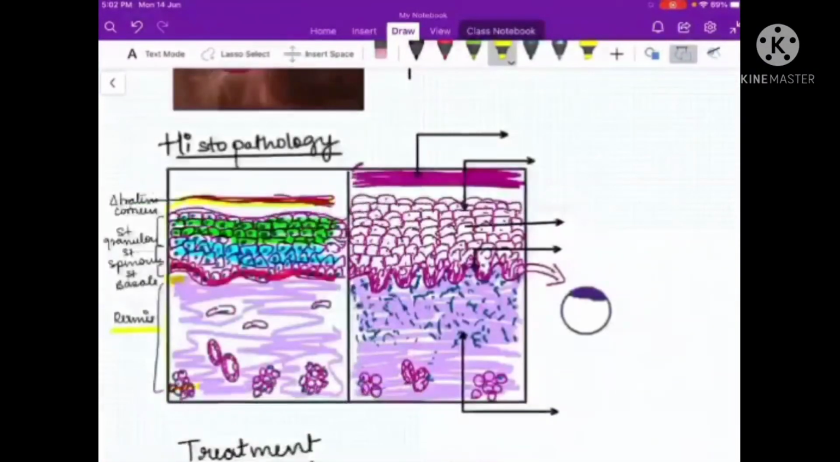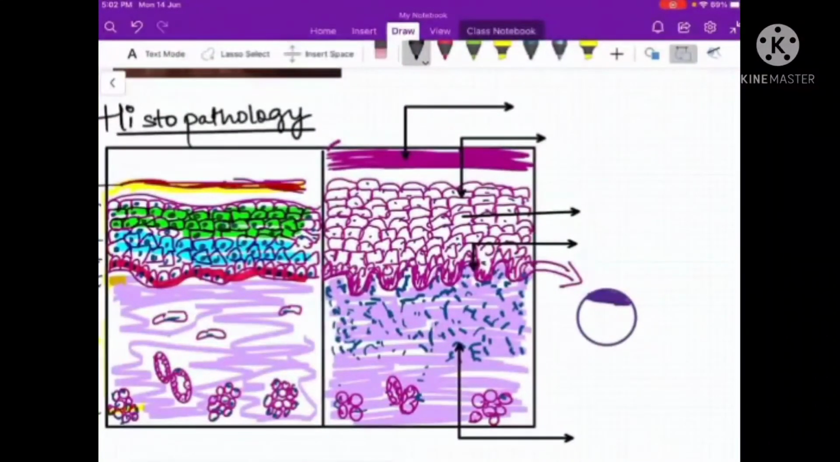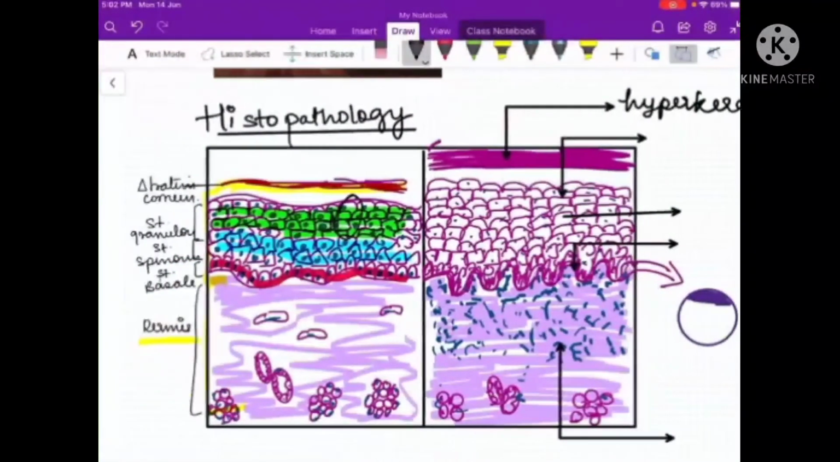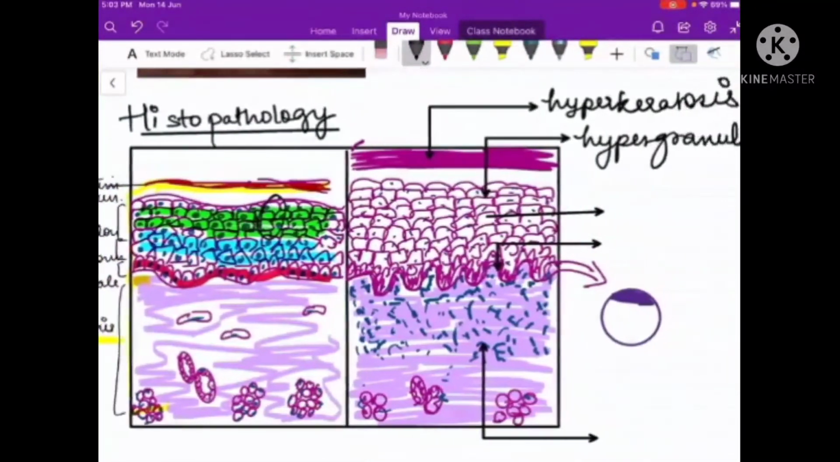What we see here in lichen planus is that there is an increase in the layer of stratum corneum. This is called hyperkeratosis. Then there is an increase in the stratum granulosum layer called hypergranulosis. We can also see an increase in the stratum spinosum layer, which is called acanthosis.